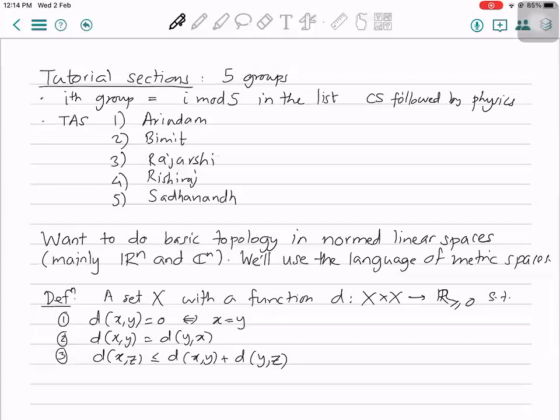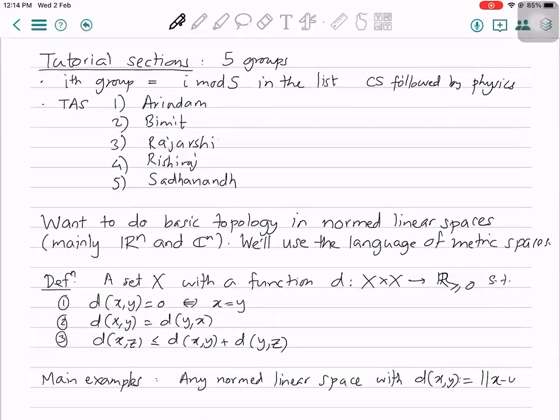And main examples for us are going to be any non-linear space with what distance function? Yeah, what distance function? d of x,y was norm of x minus y. Correct. You just take the difference between the two vectors. And the properties, as we saw, are really obvious. The third one requires a slight amount of work.